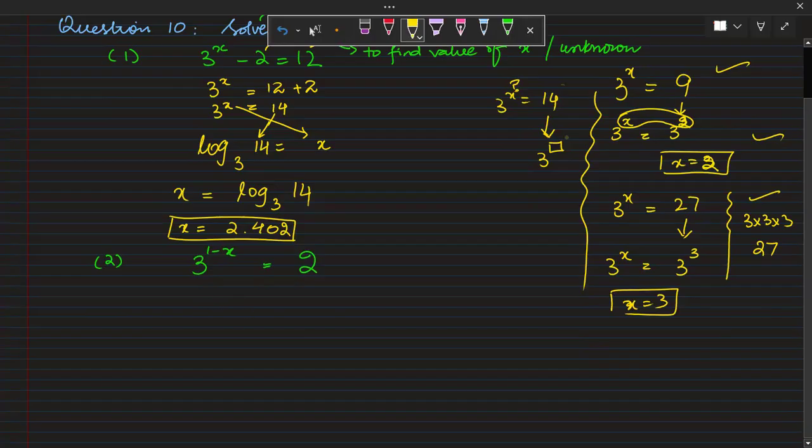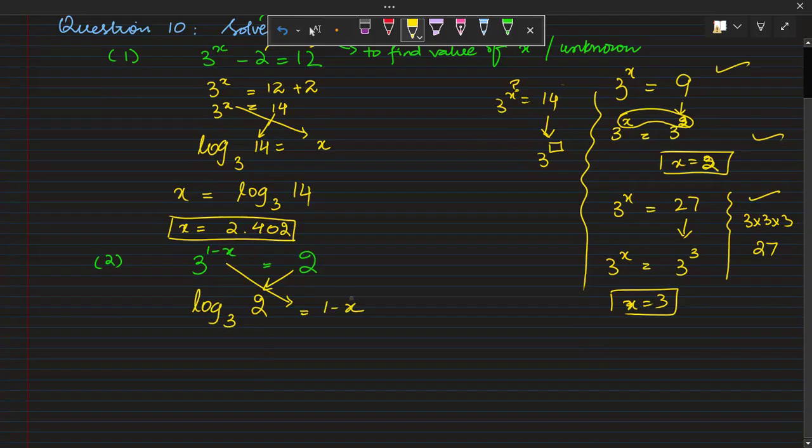What I explained to you is that the base remains base. So I'm going to keep the base there, and this value becomes the argument, and this power becomes the value. So it's going to be 1 minus x.